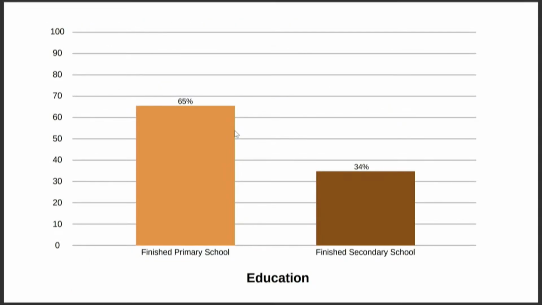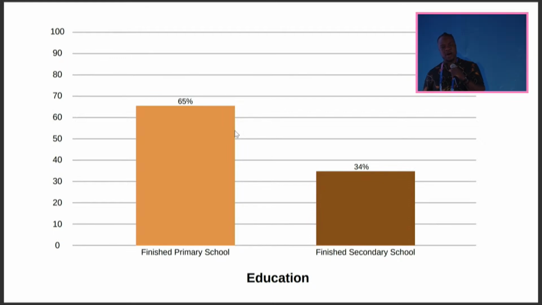Now, the aspect of education. About 65% of the population finished primary school. Now, half of that finished secondary school. And secondary school, equivalent to the US, is like high school. It's not that individuals in this region do not want to progress in their education. It's not that they don't have the potential or they're not capable. It's the fact that the resources on the ground are not much.